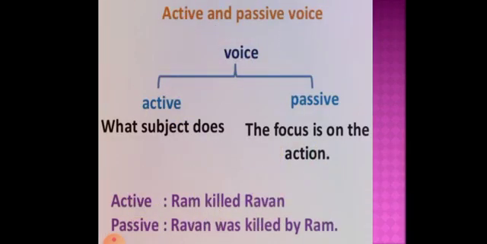Here is a T diagram to show the difference between active and passive voice. Voice: active, what the subject does. Passive, the focus is on the action. Active sentence: Ram killed Ravan. Passive sentence: Ravan was killed by Ram.